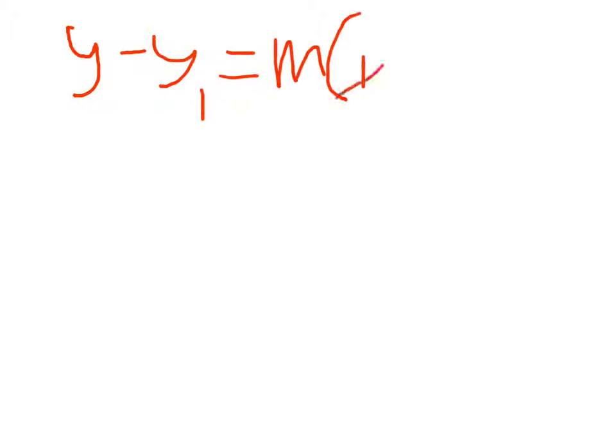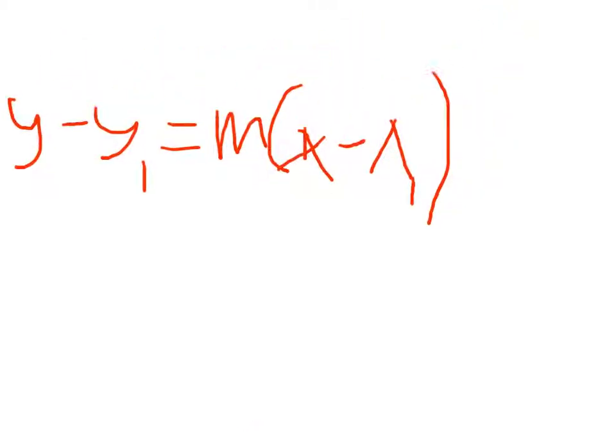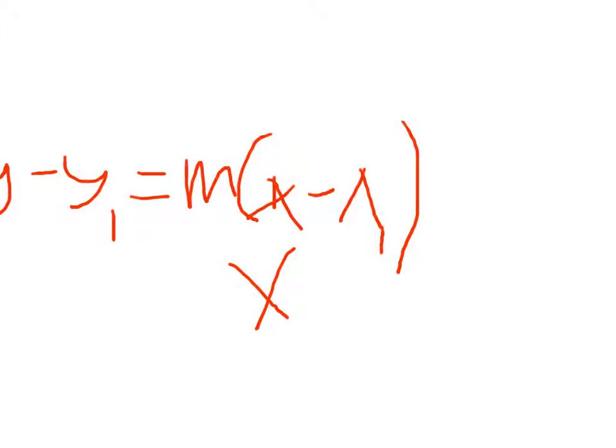Now, to look at point-slope form of the equation of the line, you take y minus y sub 1 equals m times x. Apologies for my bad handwriting. This should be x minus x sub 1.